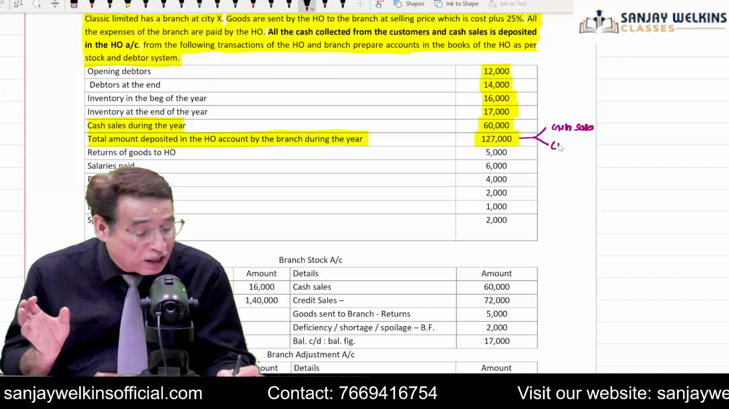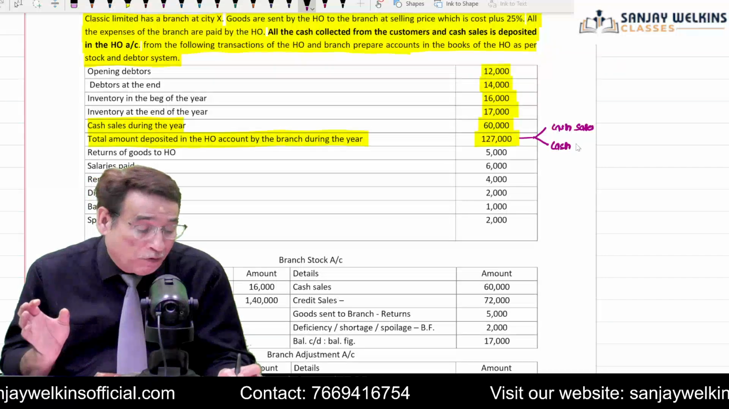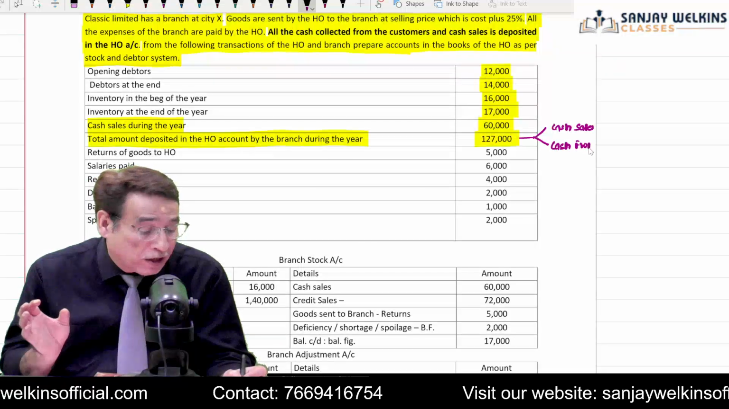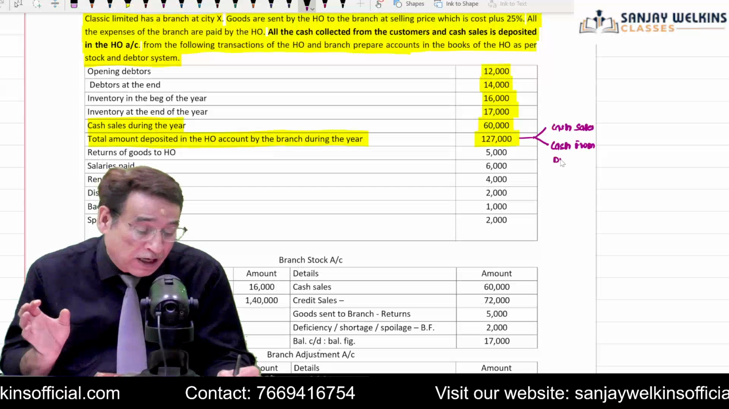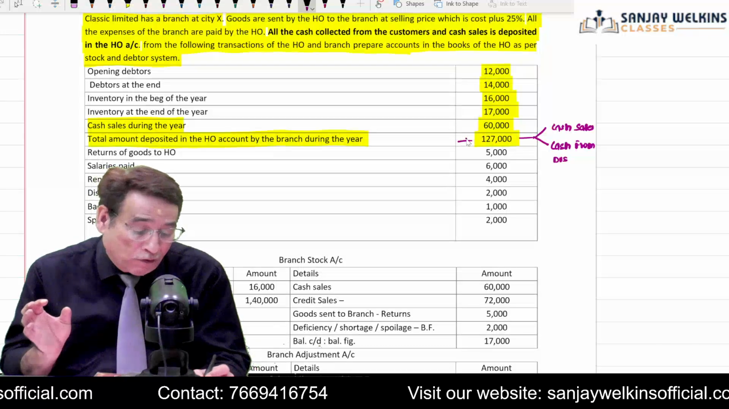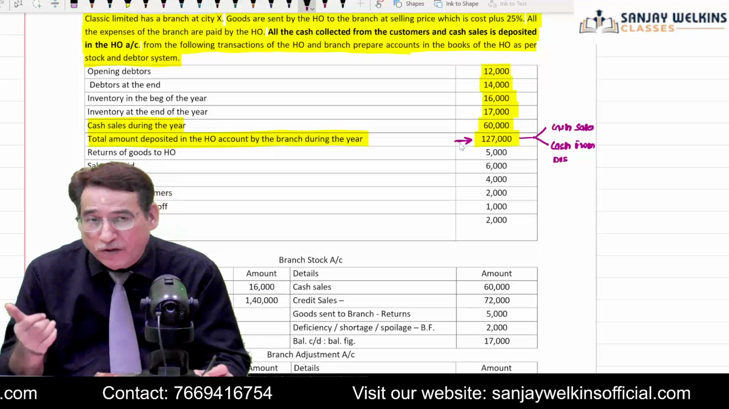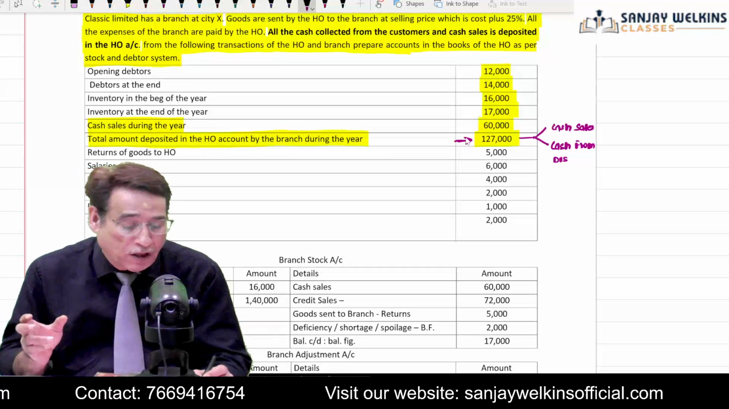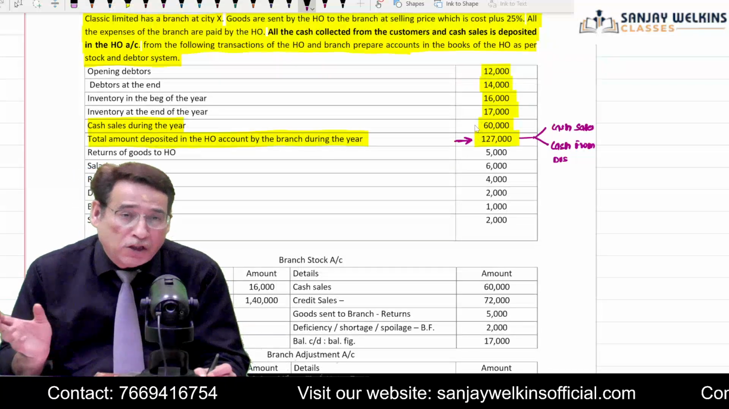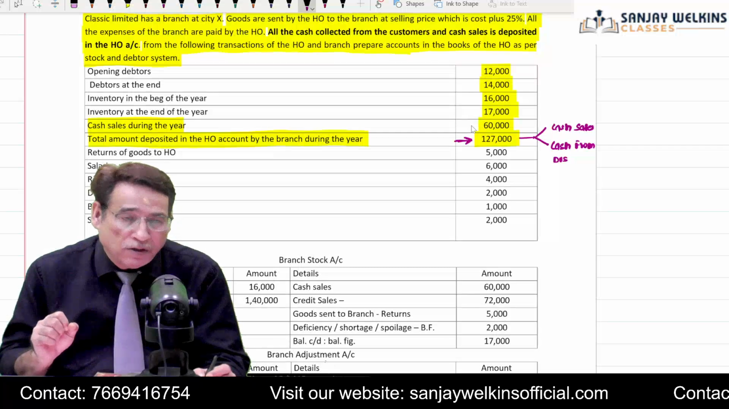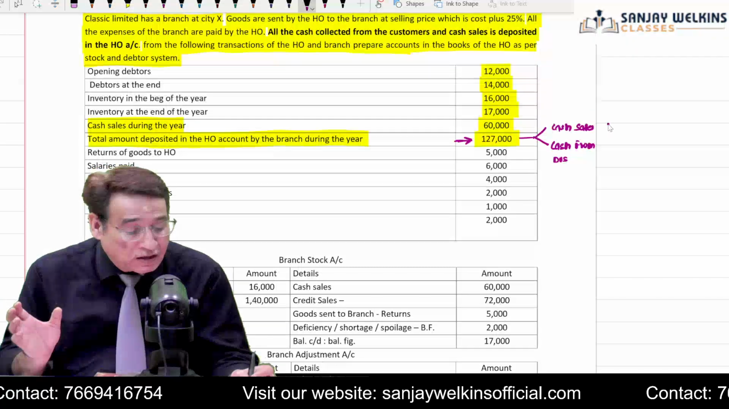Cash sales and cash from debtors. Whatever cash the branch collects from cash sales and from debtors is credited to the branch office account. It is given in the question that the branch has deposited 1,27,000 in the head office account. Prior to this figure, we are being given 60,000.